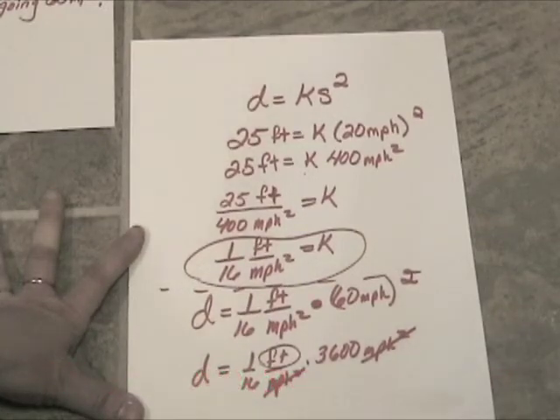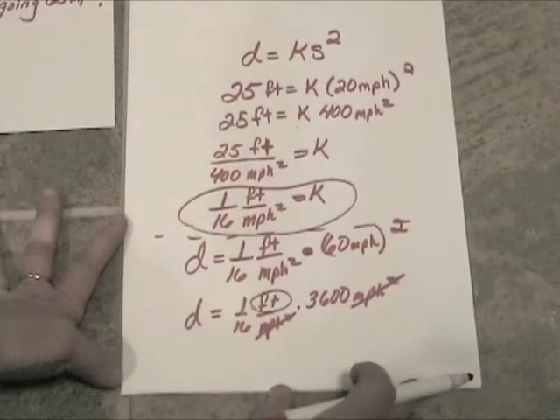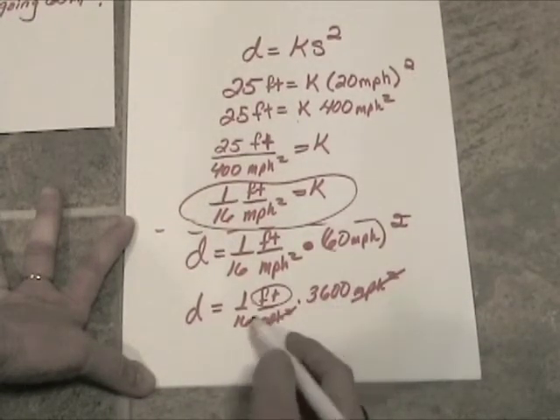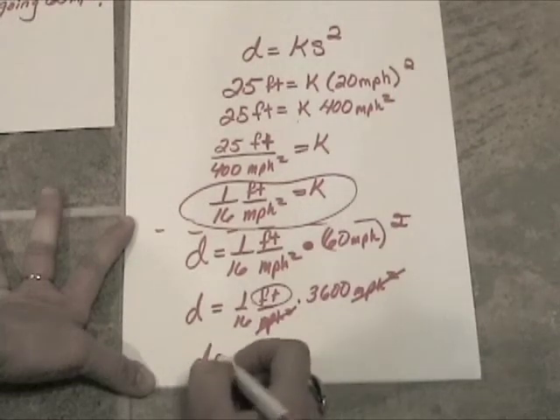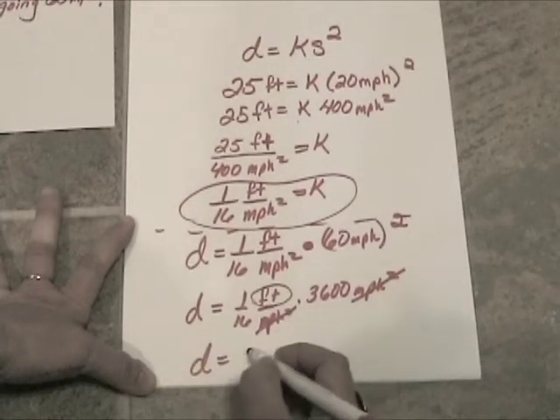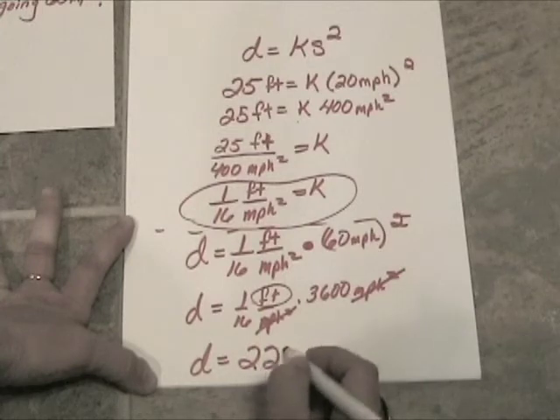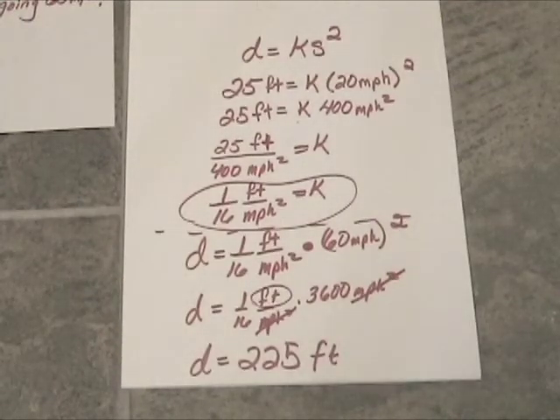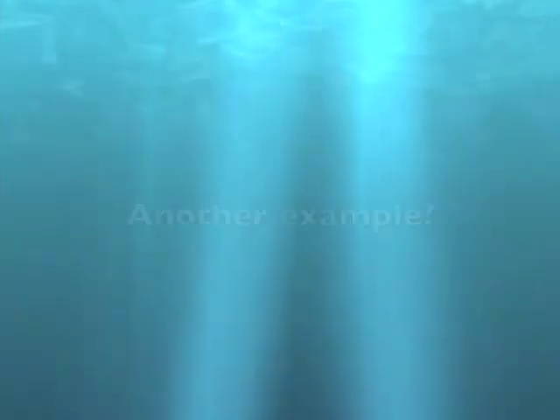Okay, good. So 1 times 3,600 is 3,600, and then we're going to get 3,600 over 16, and we'll do that division, and it's going to come out real nicely to 225 feet. So it'll take 225 feet. There's 300 feet in a football field, so about 3/4 of a football field to stop at 60 miles per hour.